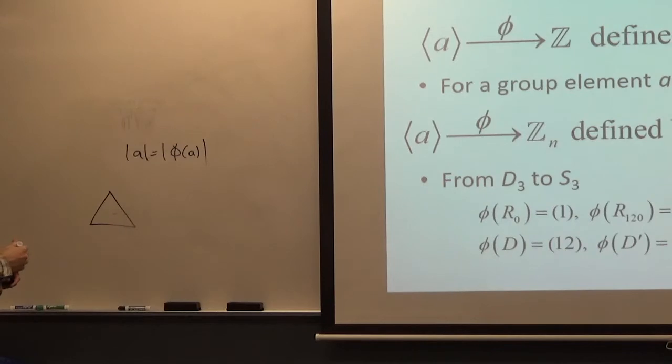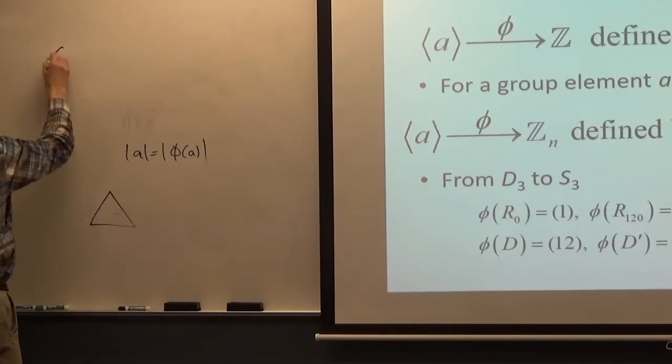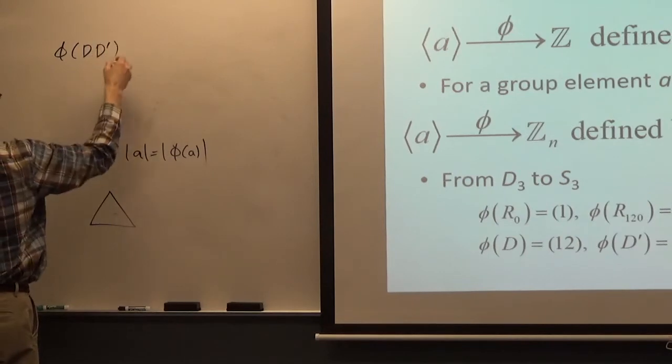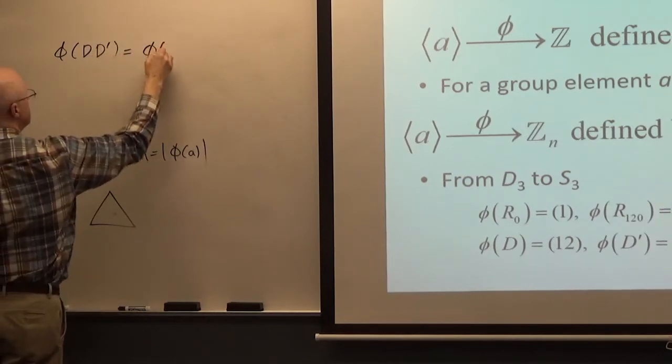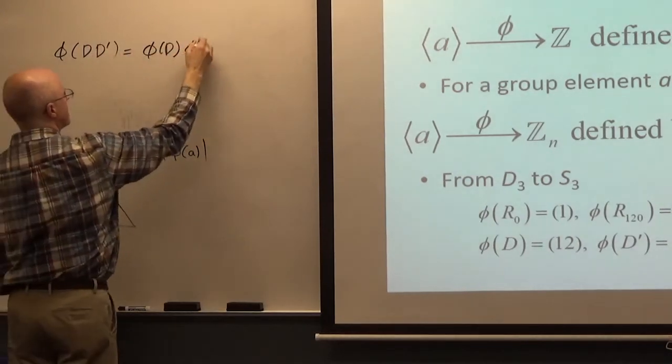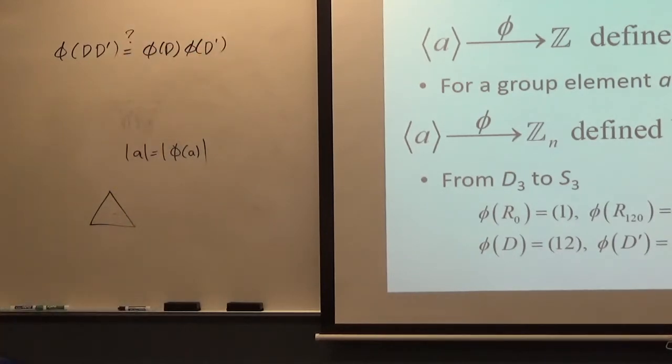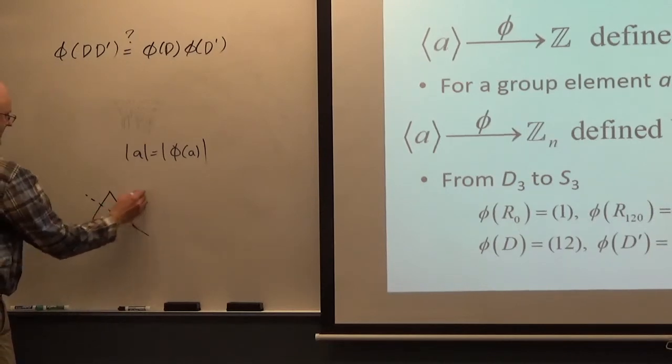What should we verify here? Maybe verify that phi of D composed with D prime is phi of D composed with phi of D prime. Is that true? I could color the vertices here. I guess I could number them as well. D was a reflection across that line of symmetry, and D prime was a reflection across that one.